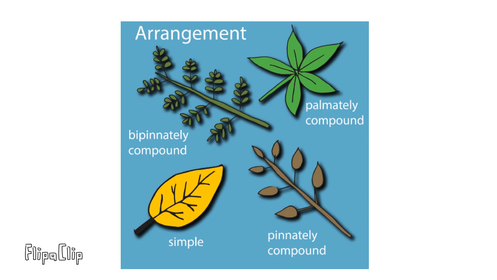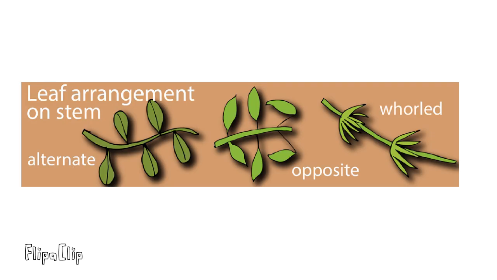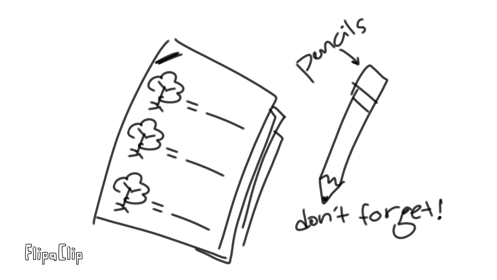Trees can also differ by how they arrange their leaves. It can be simple, pinnately compound, palmately compound, or bipinnately compound. On each stem, leaves can be arranged either alternately, oppositely, or be whorled. That's a lot to remember, so make sure you bring resources to the competition.